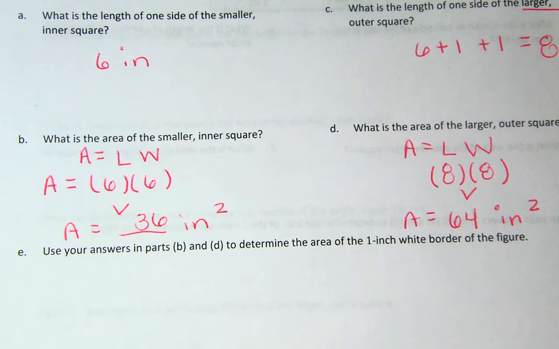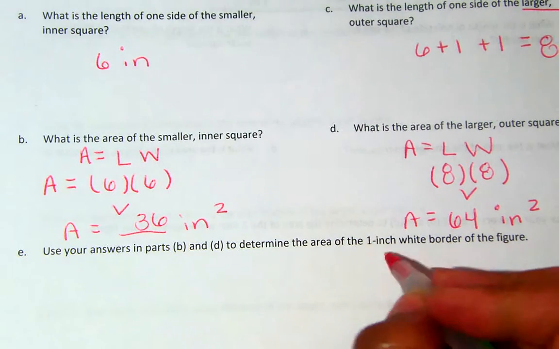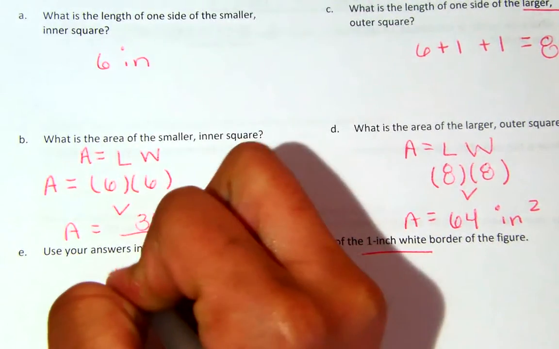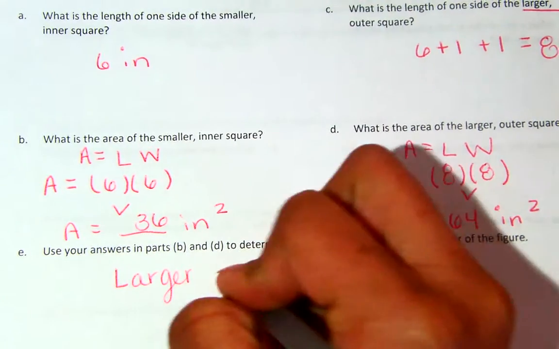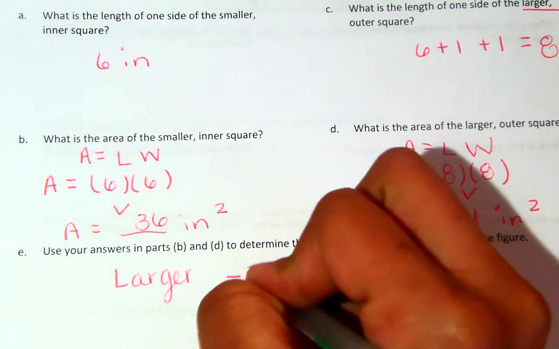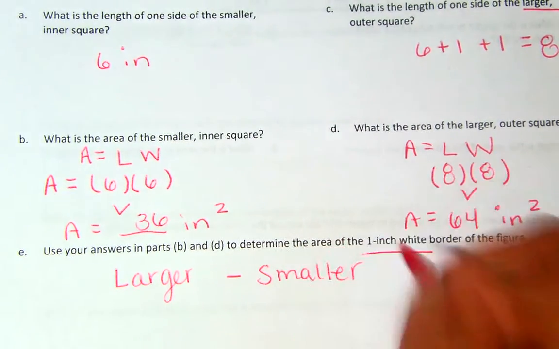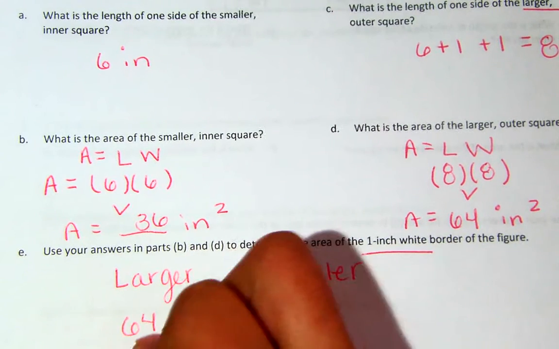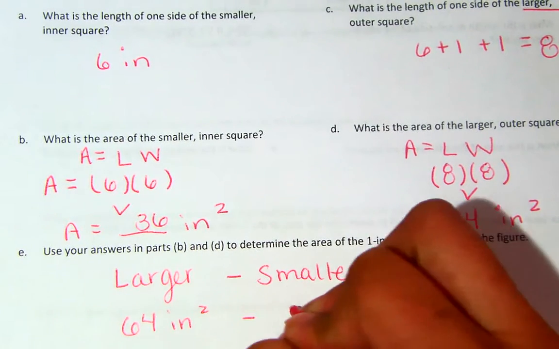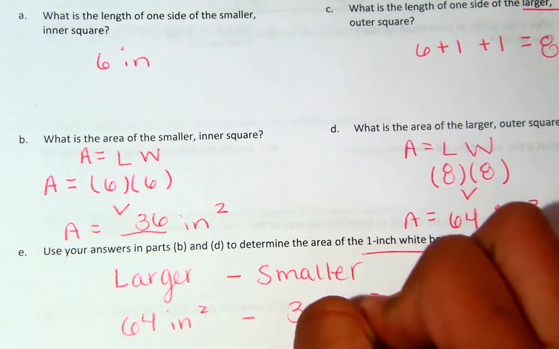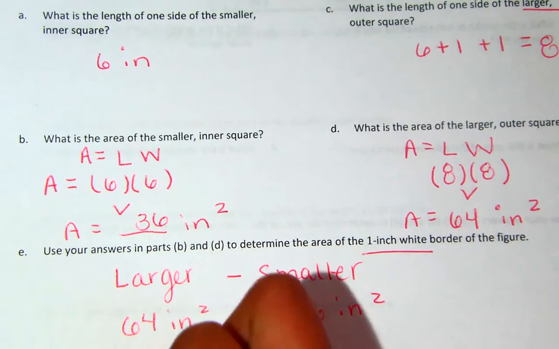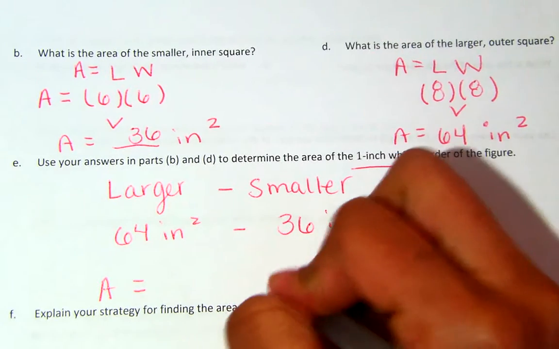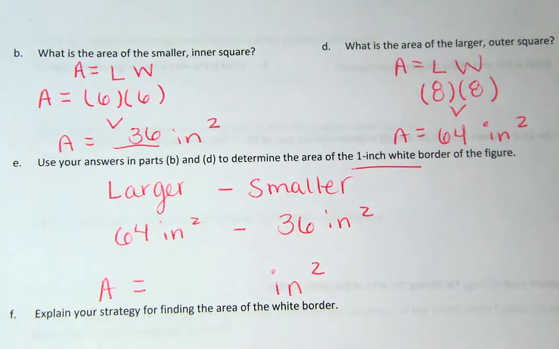Use your answers in parts B and D to determine the area of the 1 inch border. The way I can use my answers from B and D is I want to take the area of the larger figure and I want to subtract it by the area of the smaller figure. What would that look like? And that would look like 64 square inches minus 36 square inches. Please complete this work to tell me the area of the 1 inch border. Don't forget, your answer is going to be square inches.